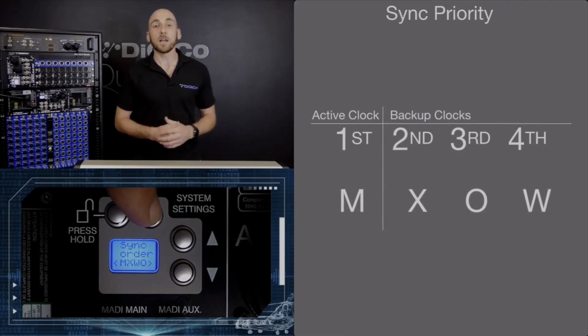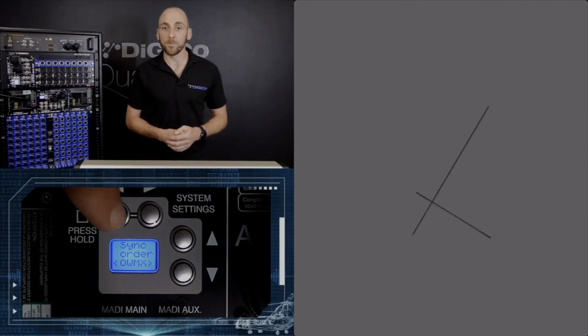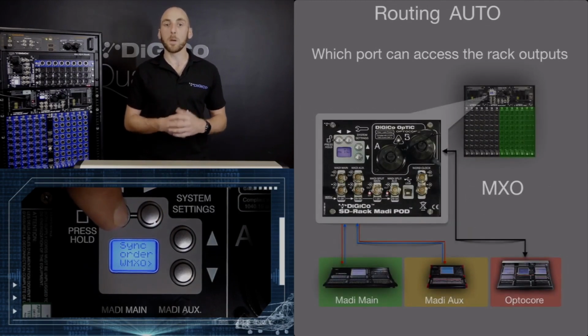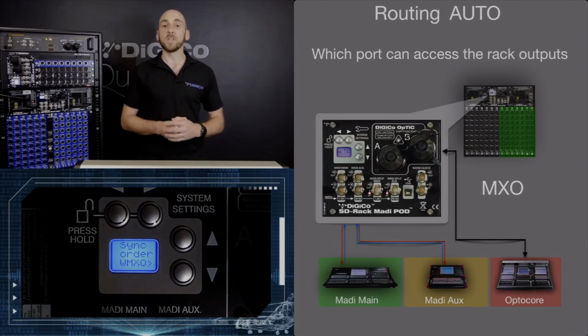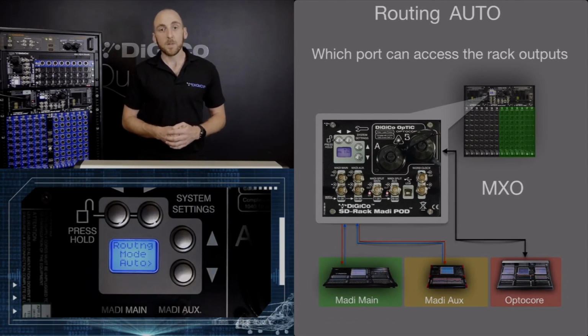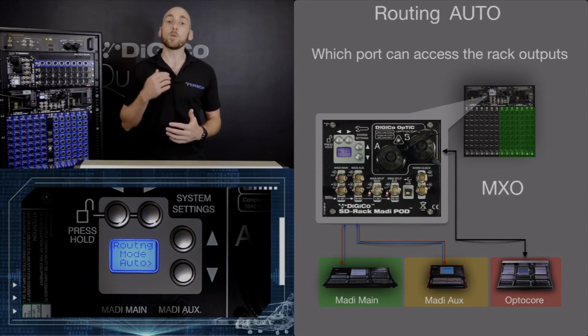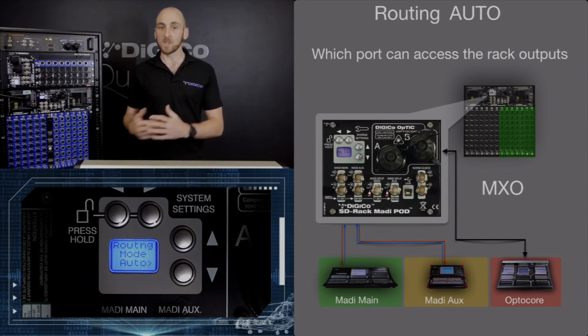The next window allows selection of the rack routing mode. You can choose which external source, MADI or Optocore, is being routed in and out of the rack. The default setting is Auto, which allows automatic routing selection where the routing mode follows the rack routing order setting.